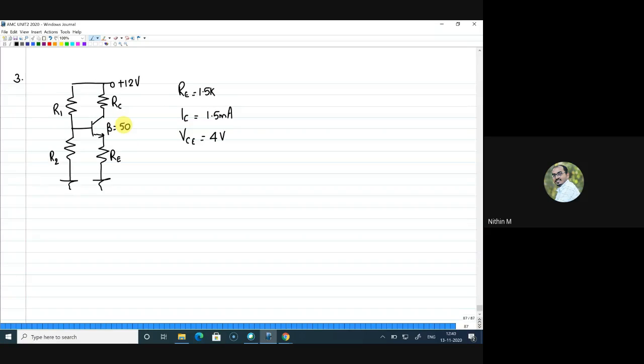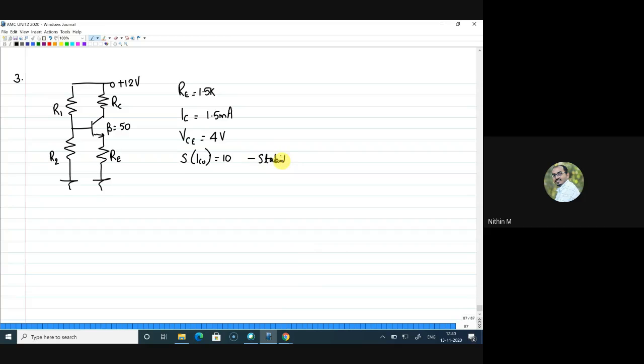And one extra piece of information given here is called SICO. Can I know what this SICO is? Any idea? It is given as 10. The stability factor. Yes, Karthik, that is right. So SICO is called the stability factor.